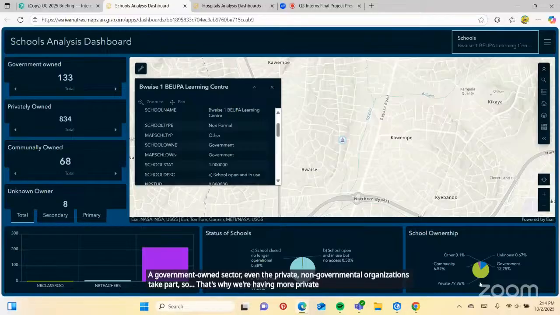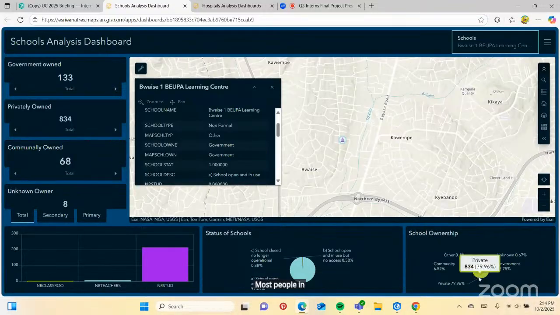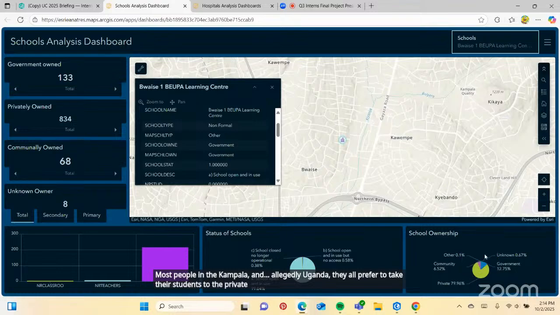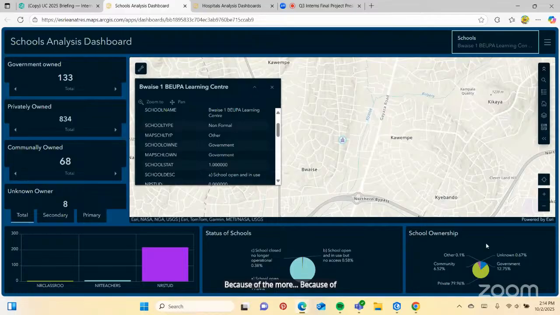And also from the analysis, most people in Kampala and largely Uganda prefer to take their students to the private institutions because of the more facilities that are found in these institutions than the government institutions.